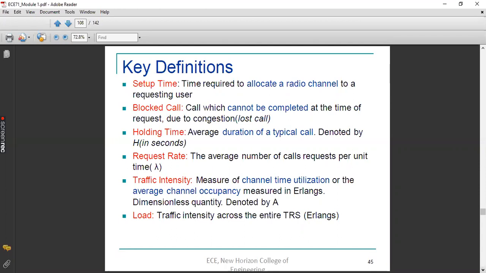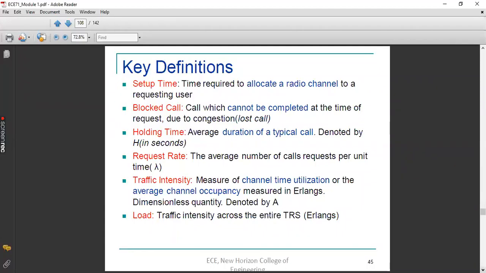Holding time means the average duration of a typical call. After his request, the radio channels will be allocated to the subscriber, and the called subscriber and calling subscriber will start the conversation between each other. During this particular time, we can say that the call is on hold. So holding time is nothing but the duration of a particular call. It is denoted as capital H. Normally, it is measured in seconds. It depends upon the question. If it is minutes or hours, that is also okay. So H is nothing but the holding time.